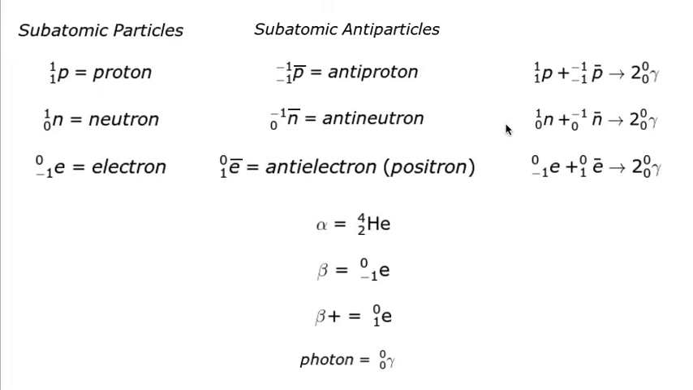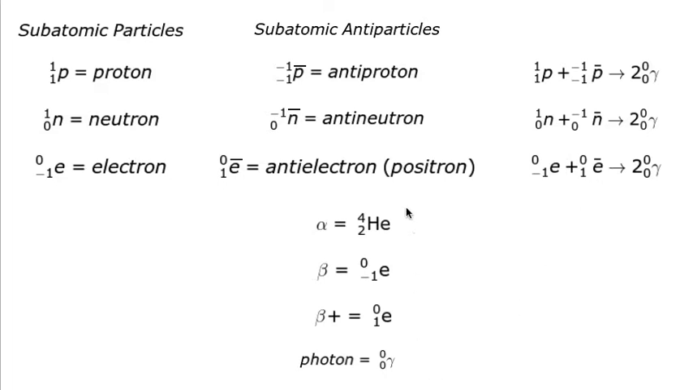Now, what's interesting is that when a particle and its antiparticle collide, it will always yield light. High energy light. So here we have a proton colliding with an antiproton, a neutron colliding with an antineutron, and an electron colliding with an anti-electron or positron.